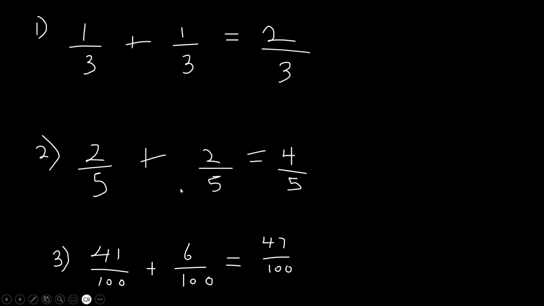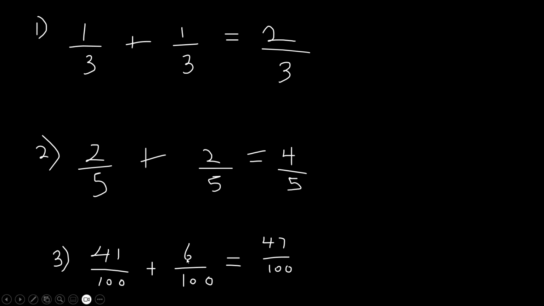In our second question, we are being asked to add 2/5 and 2/5. The denominators are the same here again. 5 can be seen in this fraction and also in this fraction. So our answer immediately, we can put our denominator as 5. The numerators, we add them. 2 plus 2 gives us 4. Our answer, 4/5.